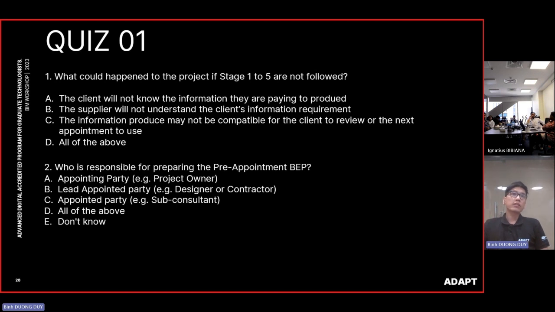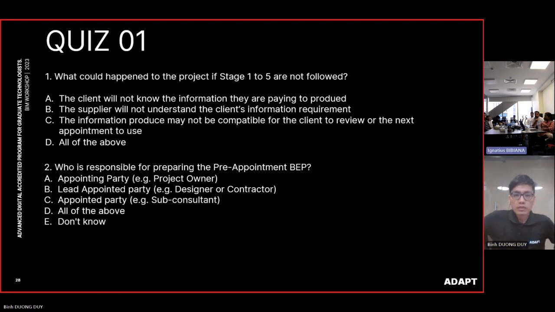Answer A could be that the client does not know what information they are paying to produce. Answer B is that the supplier will not understand the client's requirements. Answer C is that the information produced may not be compatible for the client to review or for the next appointment to use. And D is about the appointments and the approach. So what do you think would be the right answer for the first question?